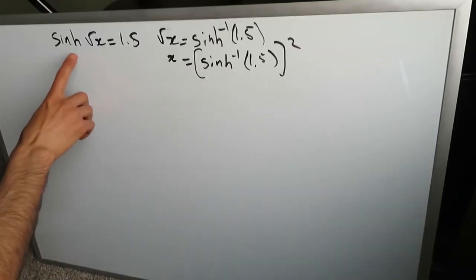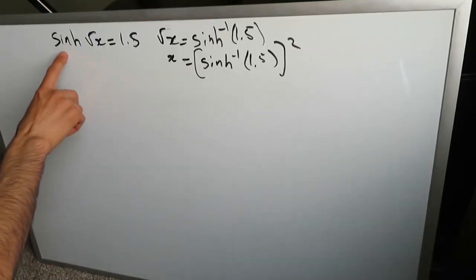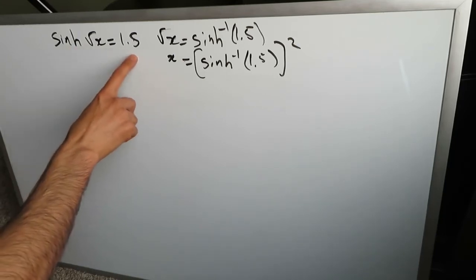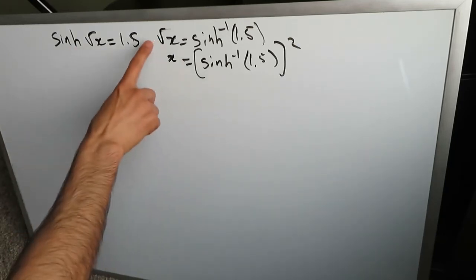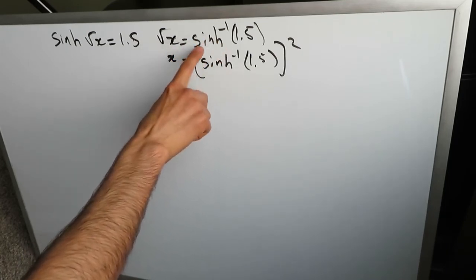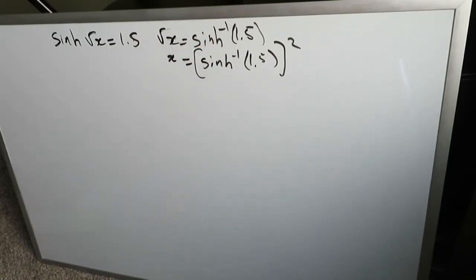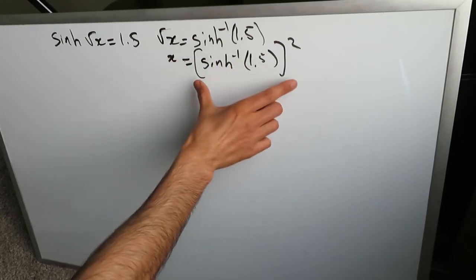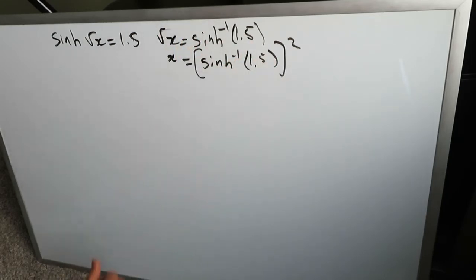Look at this question: the hyperbolic sine function of root x is equal to 1.5. You could look at it this way: root x is equal to the inverse hyperbolic sine function of 1.5, and x would therefore equal the square of all of this, because you're taking the root on the other side. So this represents the framework by which we have to tackle this question. And you can proceed as you normally would using the basic hyperbolic sine function definition.